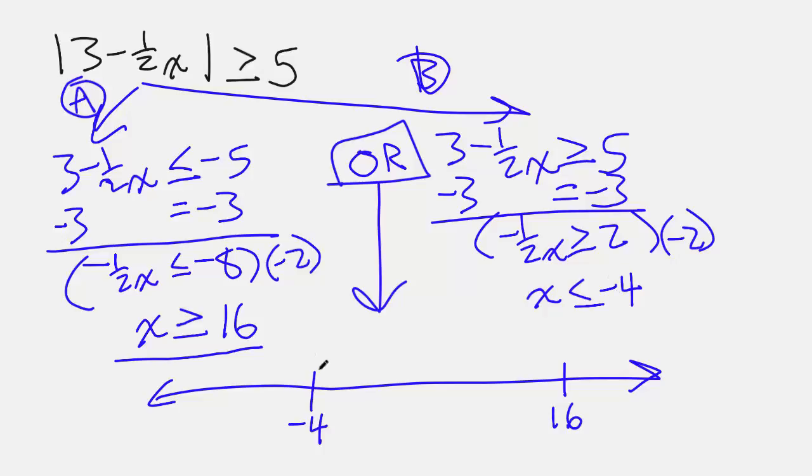We have 16 over here on the right, negative 4 here on the left. Less than or equal to negative 4 means we're including that negative 4, then going to the left. And then the 16, greater than or equal to part means we're going to fill in this dot, darken it, and then go to the right of 16. So there we go. That's our answer.